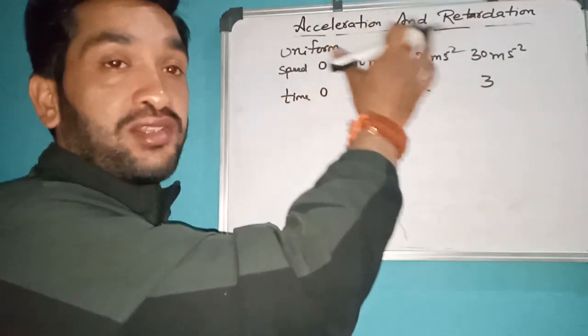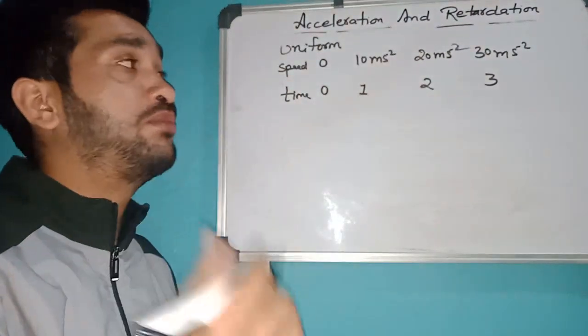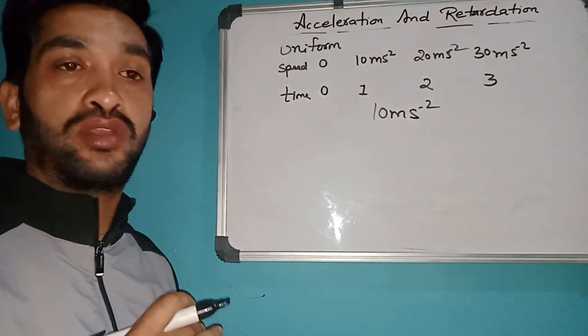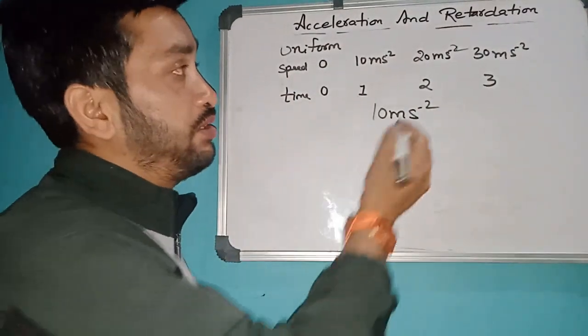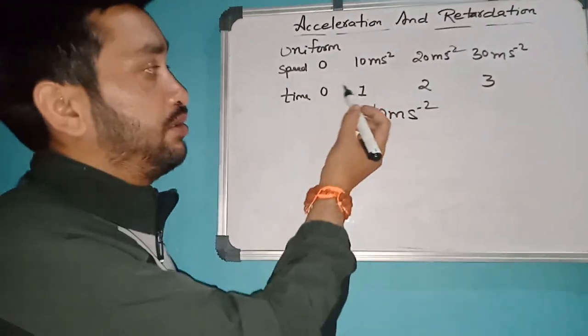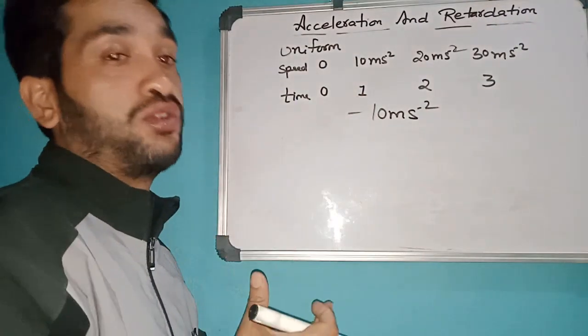So uniform acceleration means first second 10, second second 20 meter per second square. So 10 meter per second square is the increase for every time interval. But what about uniform retardation? When 10 meter per second square is decreasing in this way. Initially 0, sorry, not initially 0. We cannot take initially 0 for retardation.